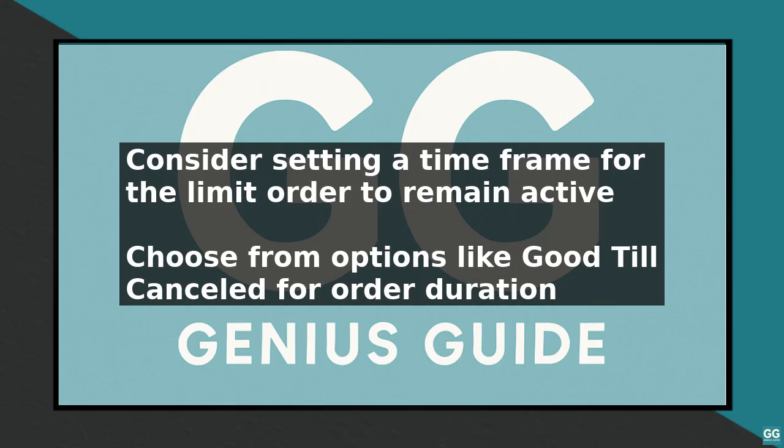Before confirming your order, consider setting a time frame for how long your limit order should remain active. You can choose from several options, including good till canceled, which leaves your order open until it is either filled or you cancel it. To finalize your limit order, tap the Review button to verify the details of your order, and then tap the Confirm button to submit it.